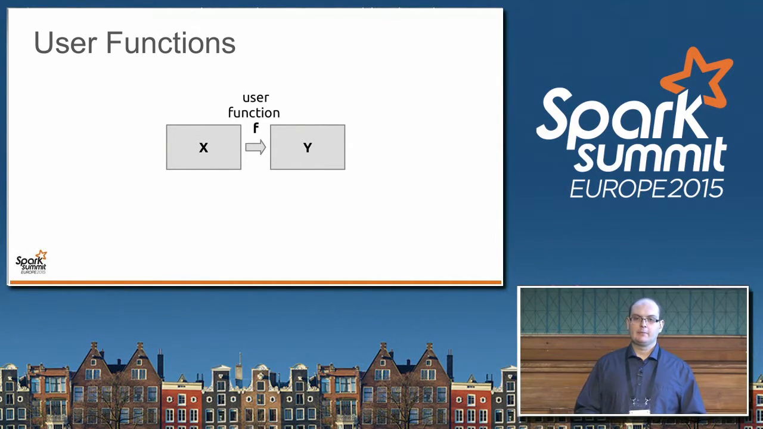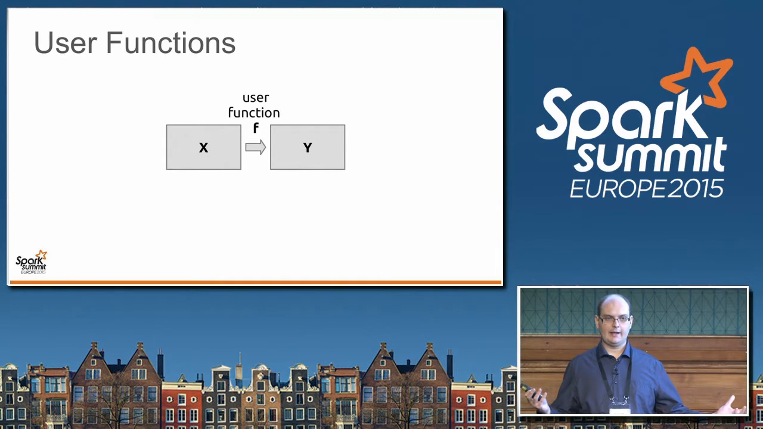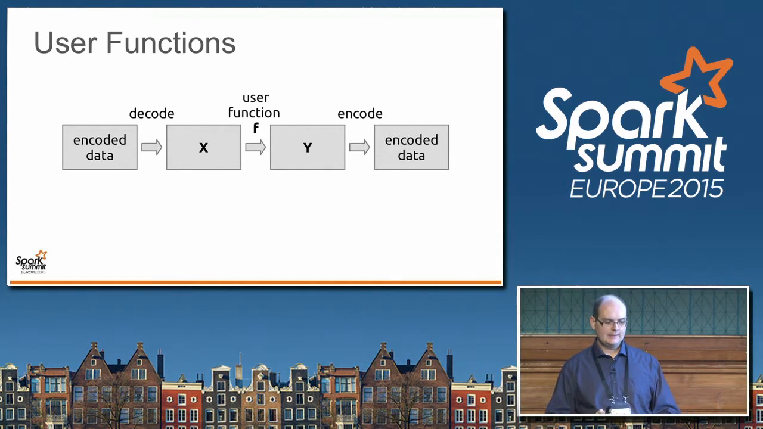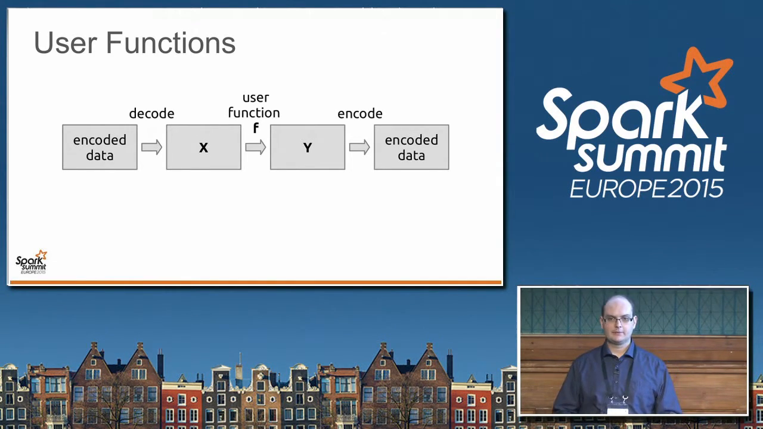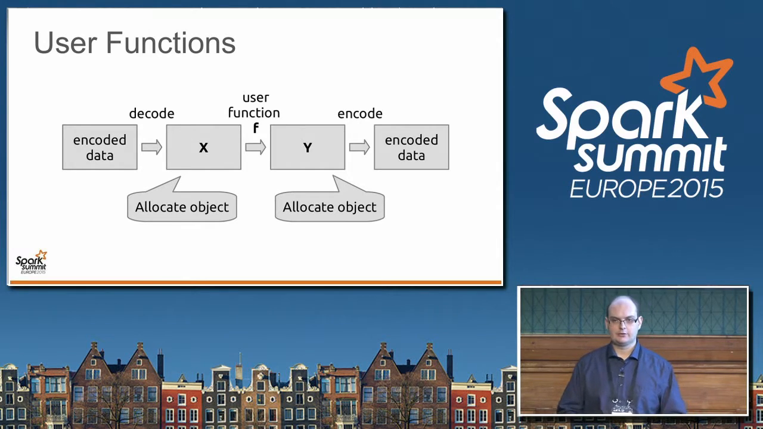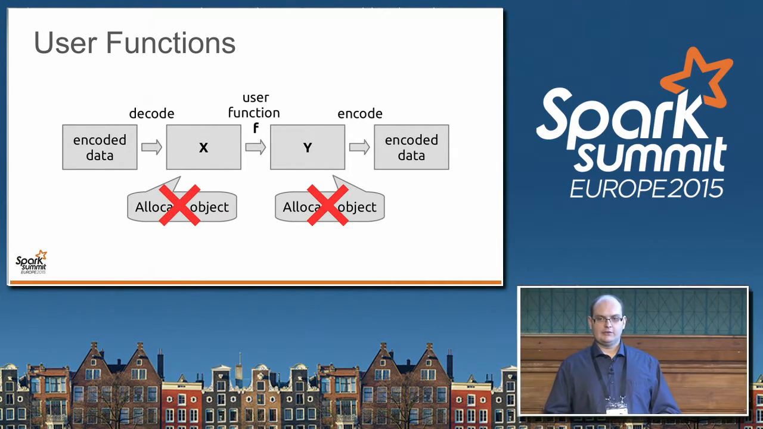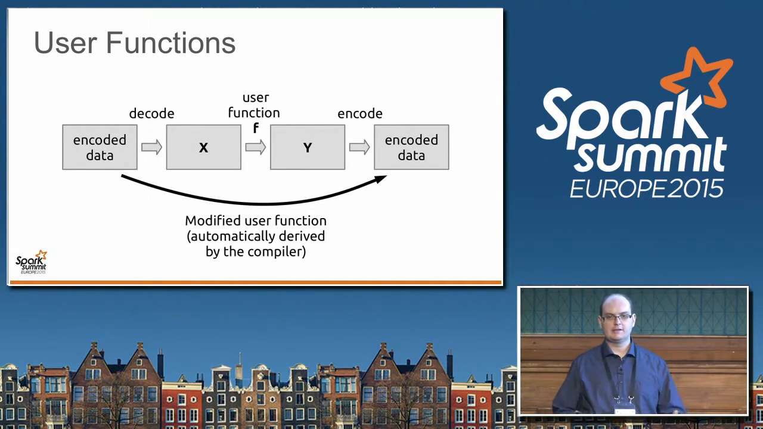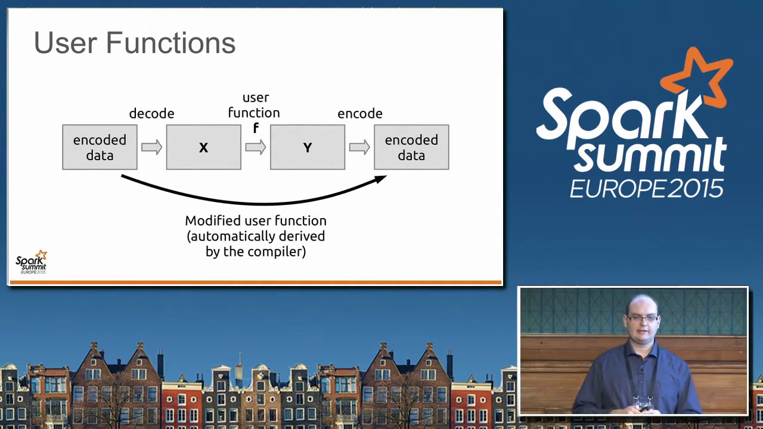OK, so let's see how this works. When you define a user function, you take an x and you return a y, right? 2 types. Actually, what happens is Spark has encoded data that it needs to decode to get you that object. And then it has to encode the return and put it again in serialized data. This is not great because it allocates 2 objects just for applying the function. And I think we can eliminate these 2 by saying, all right, we have a modified user function that operates directly on the encoded data. There's no need to do this special object creation just to satisfy the function.